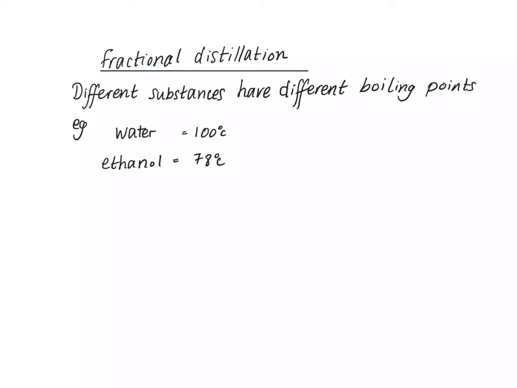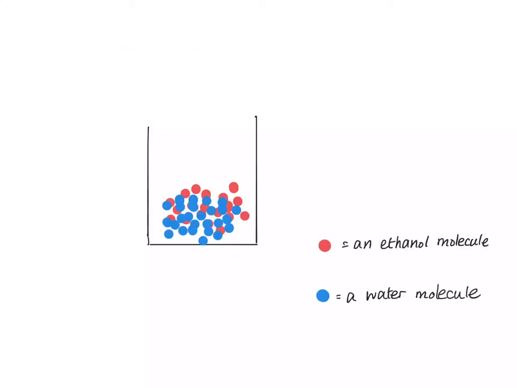Fractional distillation, which is used to separate liquids which have different boiling points, is useful, for example, if you're trying to get pure ethanol from a mixture of water and ethanol. So imagine we've got some ethanol, and we've mixed it with some water. The ethanol molecules are red dots, the water molecules are blue dots. Now ethanol boils at 78 degrees C, water boils at 100 degrees C. So at 50 degrees C, for example, neither the ethanol nor the water will be gases, they'll still be liquids.